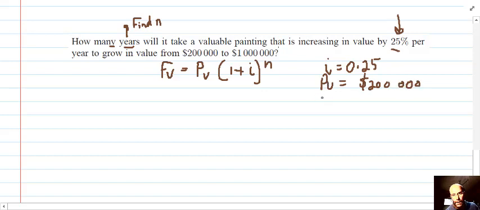Alright, and future value, $1 million. Assuming it gets to it.